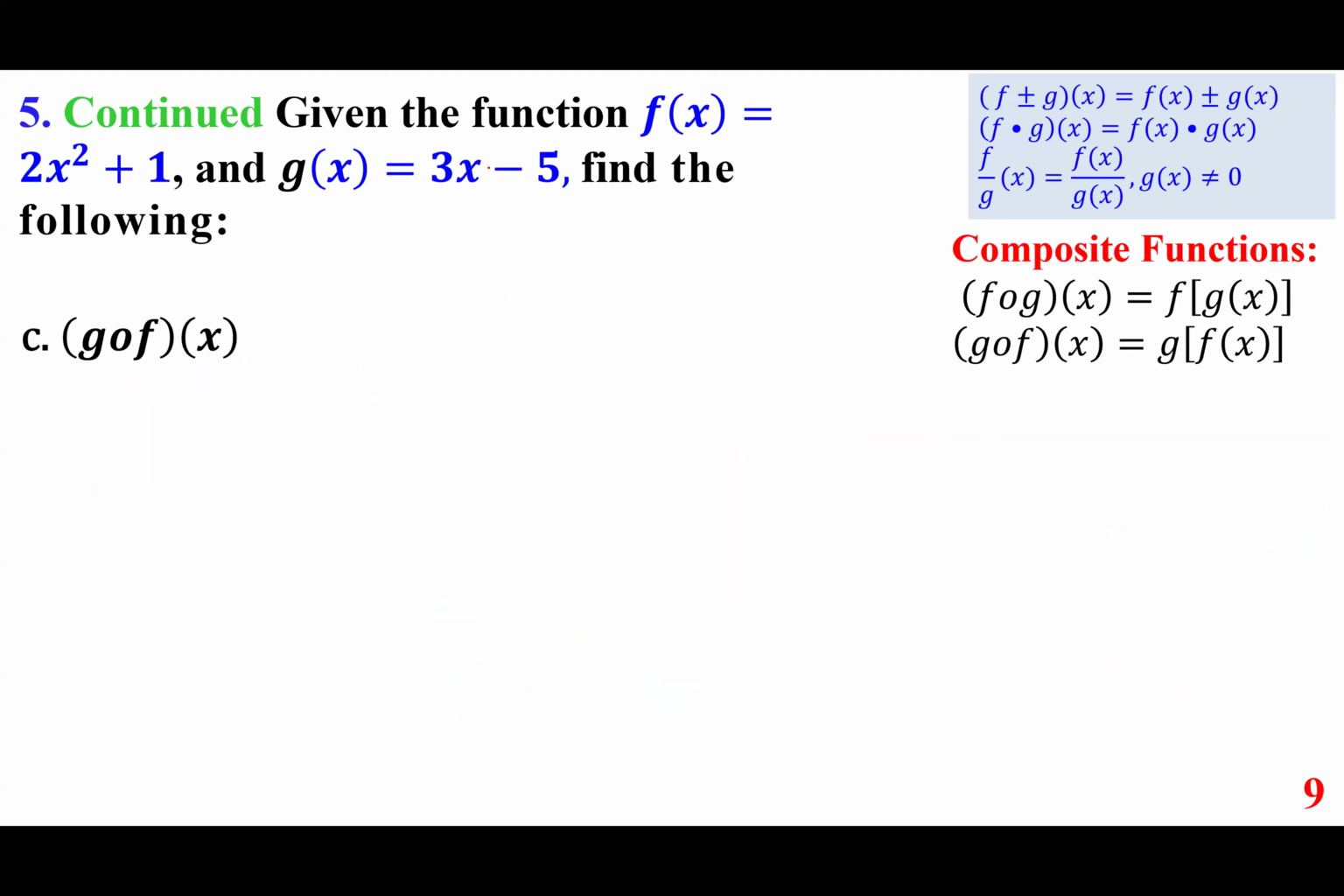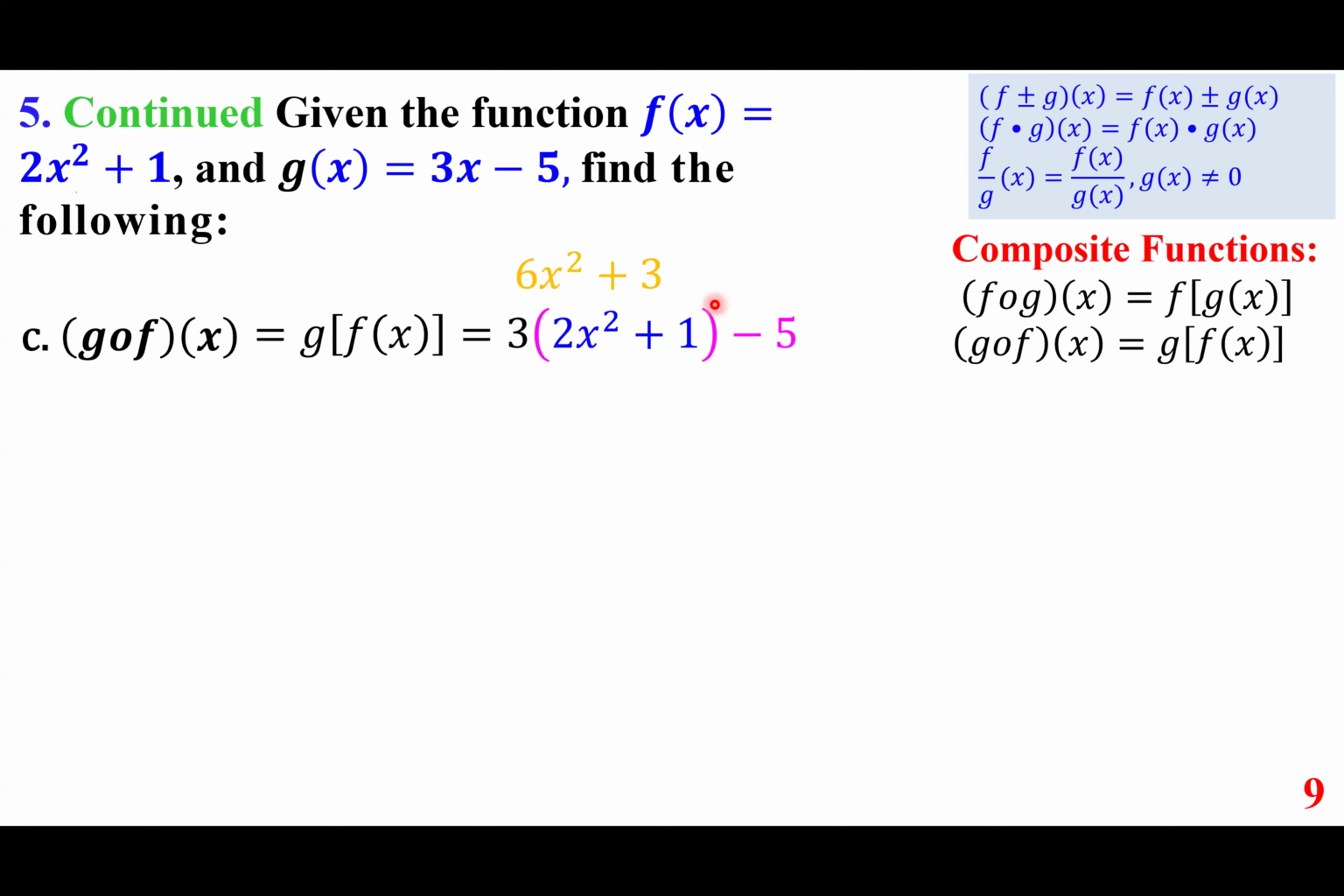We're going to continue with the same question. We want to find g of f of x, which means right here you are going to replace the x with f of x, which is 2x squared plus 1. This gives us 6x squared plus 3.